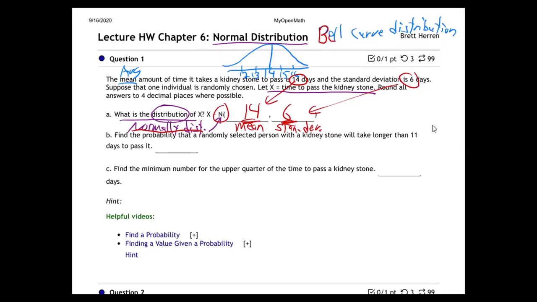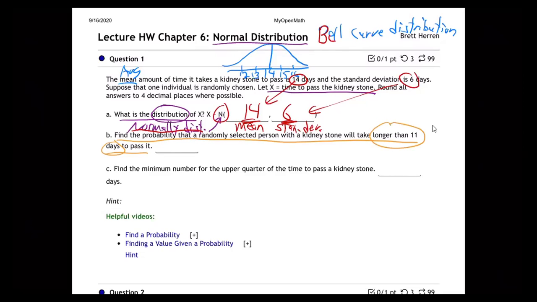Let's go on to the next question, part B. Part B says, find the probability that a randomly selected person with a kidney stone will take longer than 11 days to pass it. Longer than 11 days to pass it. Okay, how do we do that?